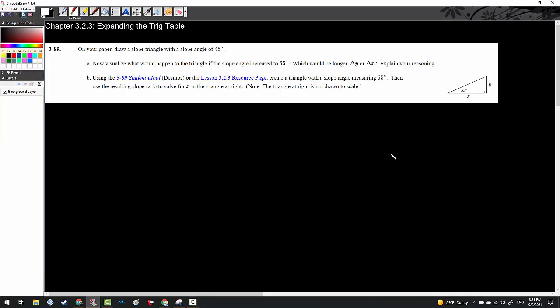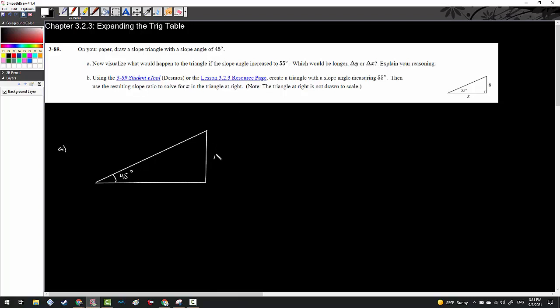So it says, first off, on 3-89, to draw on your paper a slope triangle with a slope angle of 45 degrees. We can go ahead and do that real quick. It doesn't have to be perfect, but I think that this is pretty much 45 degrees right here. And as long as you can understand where the problem is going, I think that'll be good enough. It says, now visualize what will happen if we increase the slope angle to 55 degrees, which would be longer, delta y or delta x.